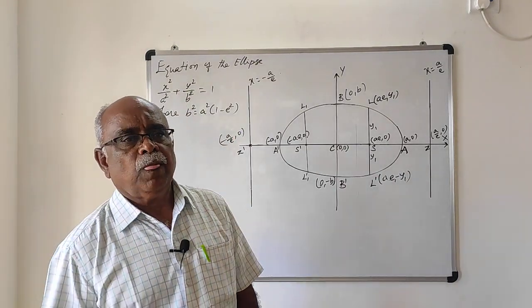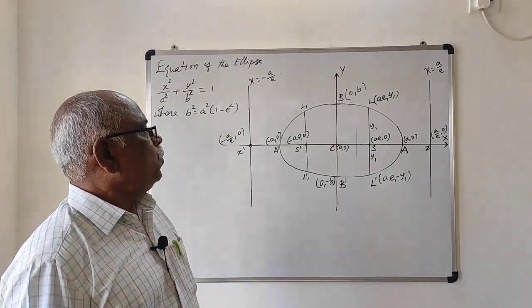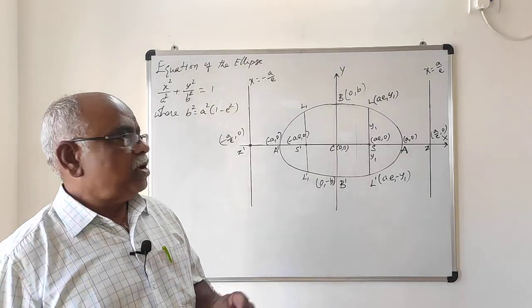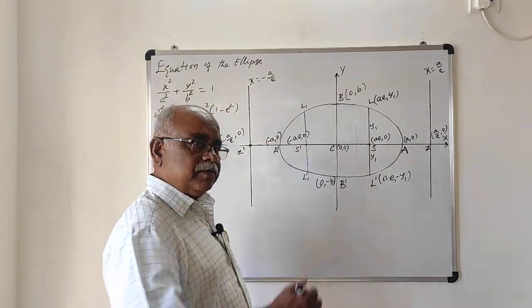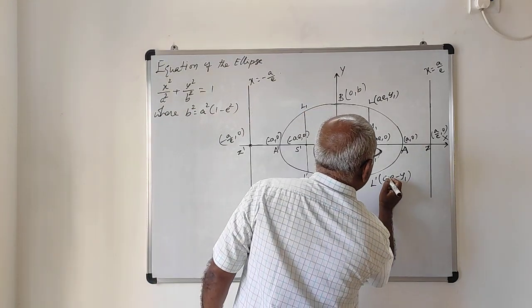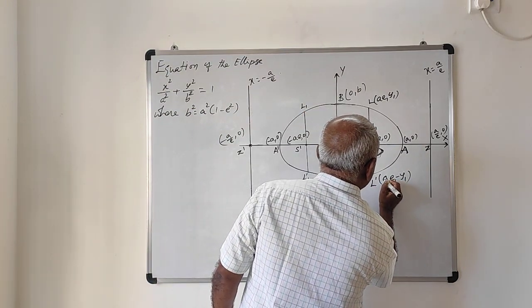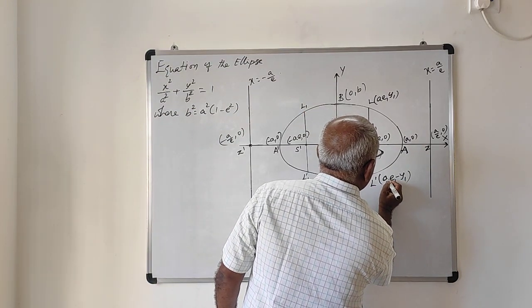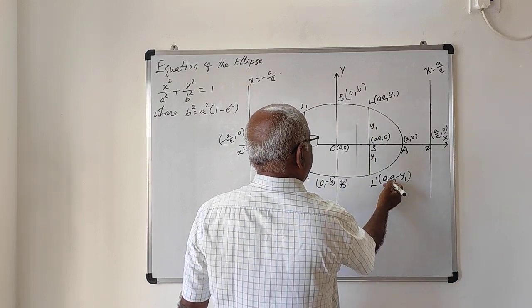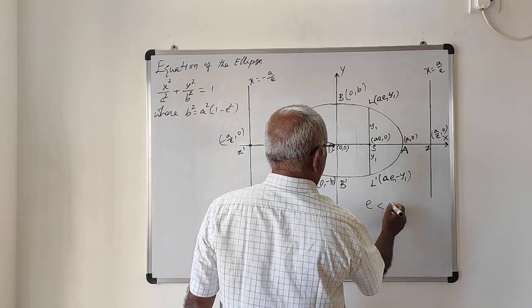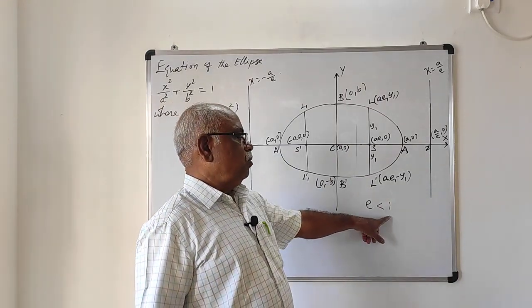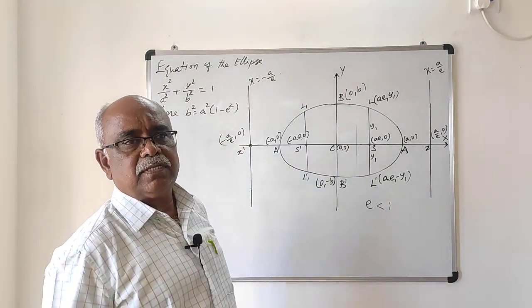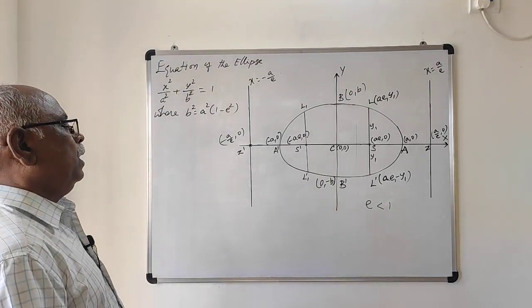My dear students, in my previous video, I derived the standard equation of the ellipse. Ellipse is an elongated circle in a conic section. If eccentricity e is less than 1, it describes an ellipse. Eccentricity is less than 1, then the conic represents an ellipse.